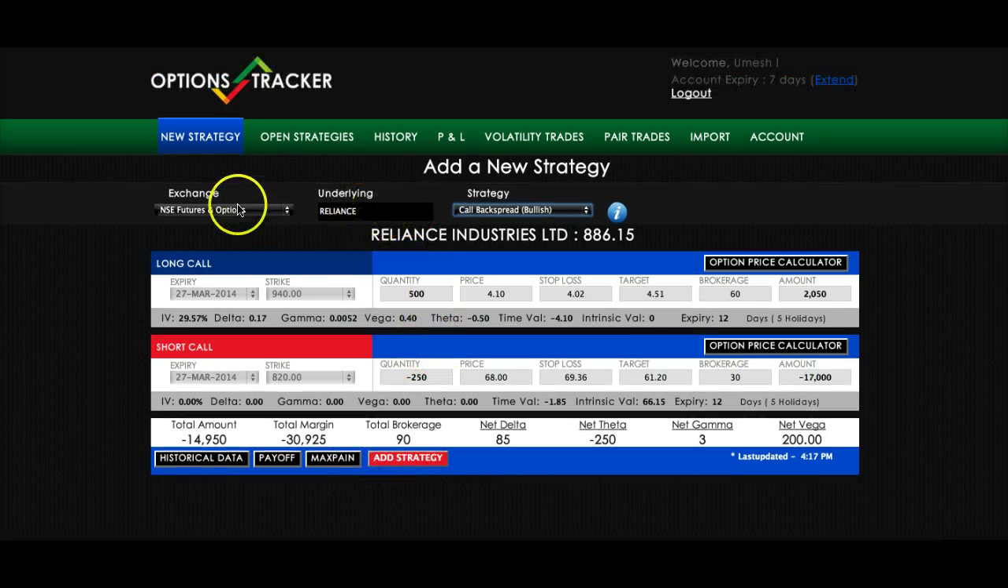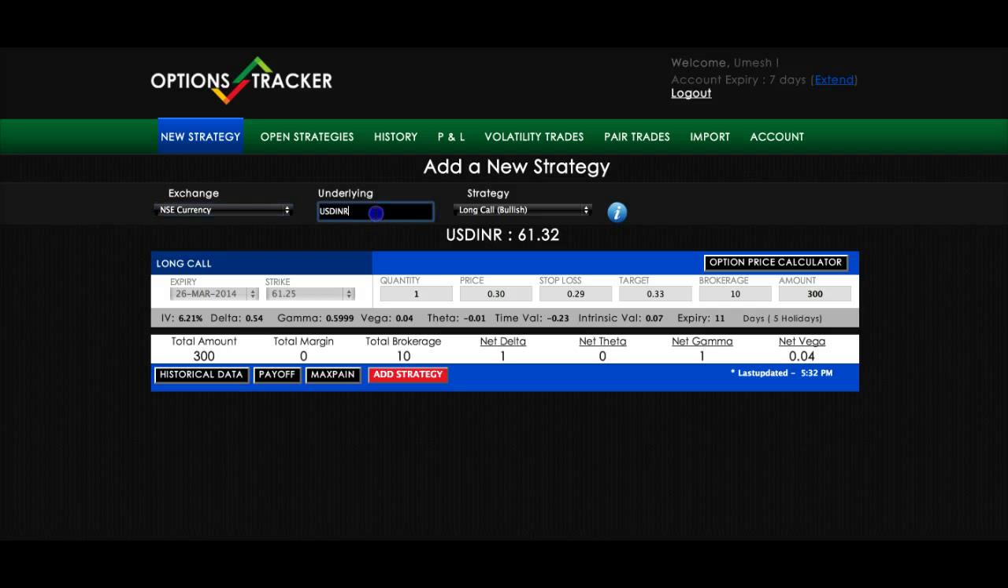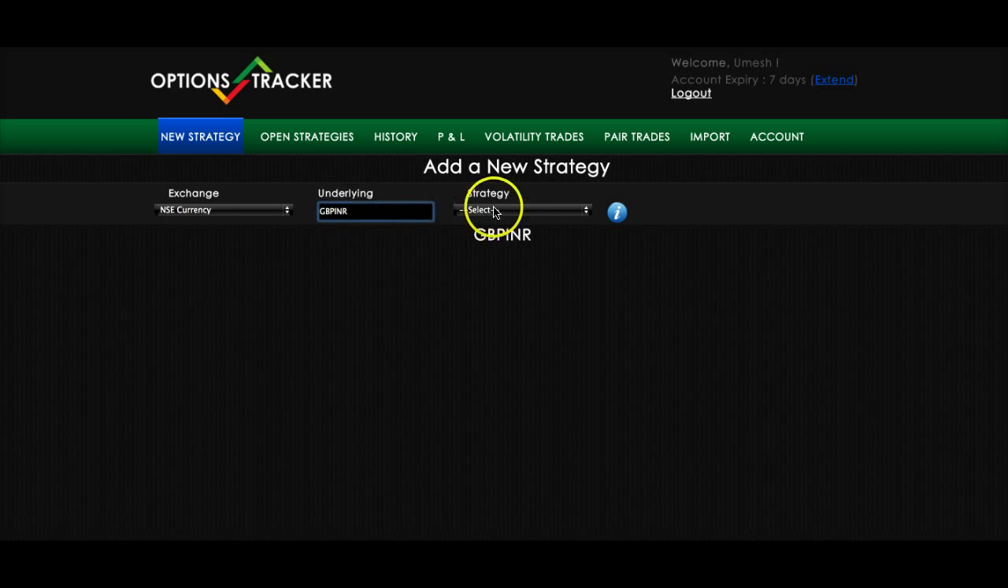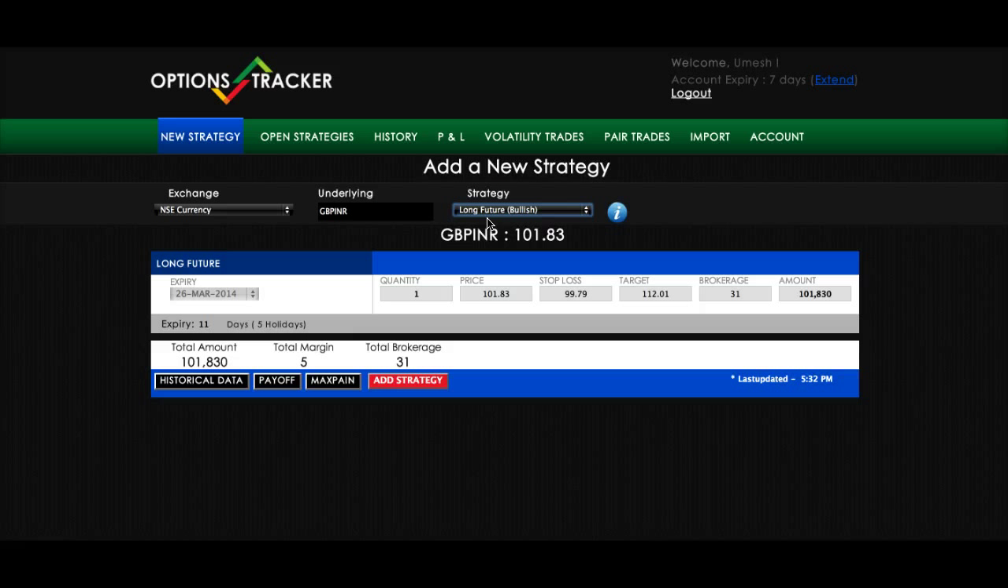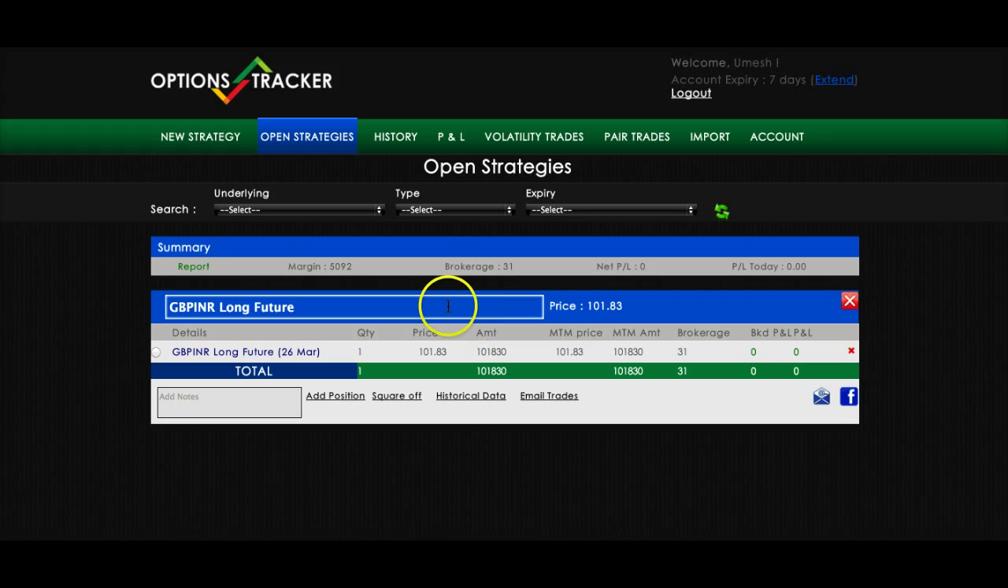Along with the futures and options, you can obviously trade in the cash market as well, the currency and the commodities. So when you select currency, by default the USD INR is selected. You can change this to the pound or the euro or the yen, and you can click on add strategy, and everything else works in the same way. It will go to your open strategies, and you'll be able to see the MTM profit and loss as the market changes.